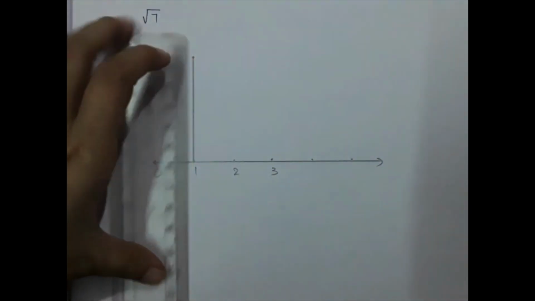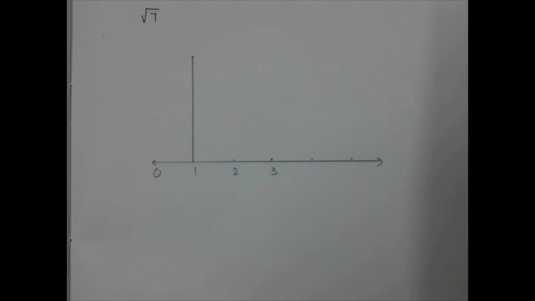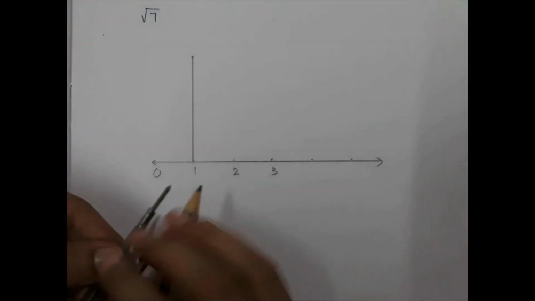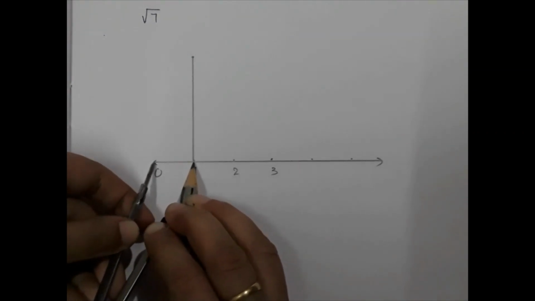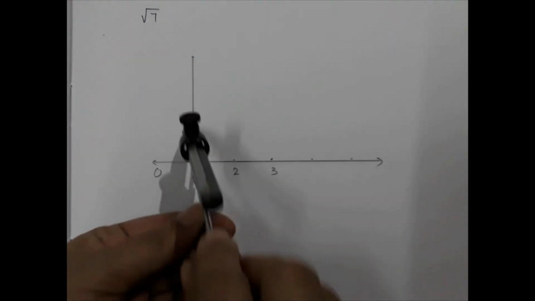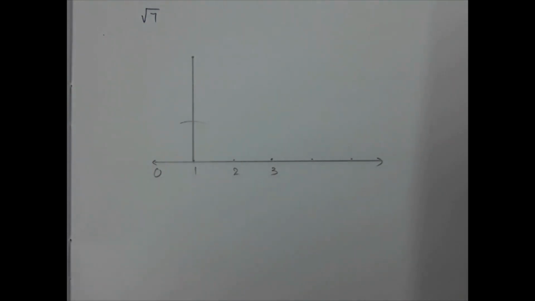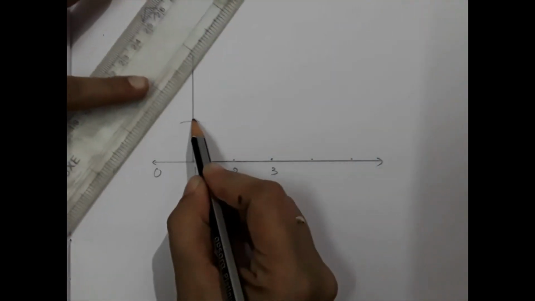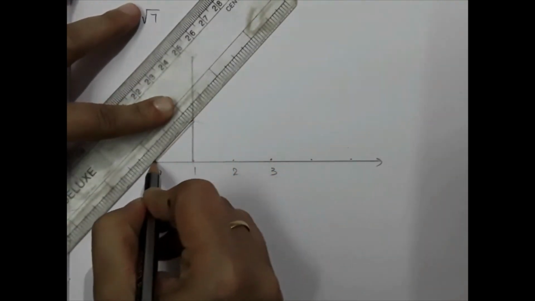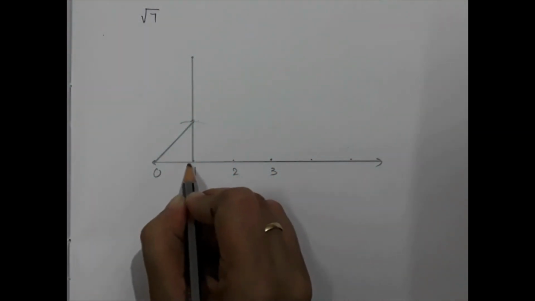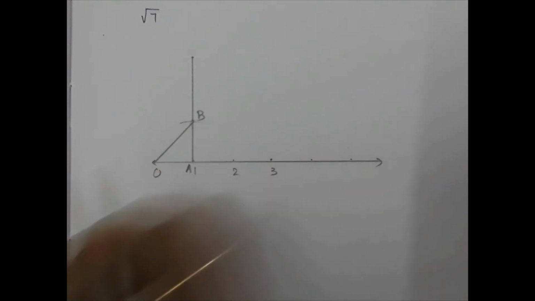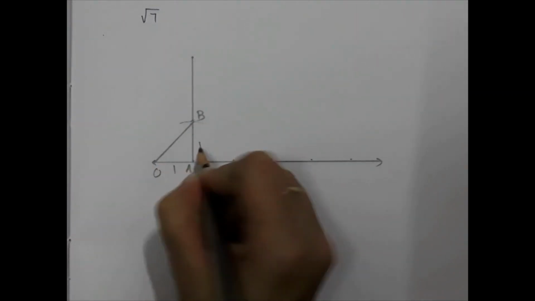this point. And then what is next? You have to cut that. Okay, so for that you have to take this much length and then from 1 you have to cut. Clear? Then what you have to do next is join this cutting point and the O. This point is A and this point is B. This is 1 unit, this is 1 unit and this will be root 2.